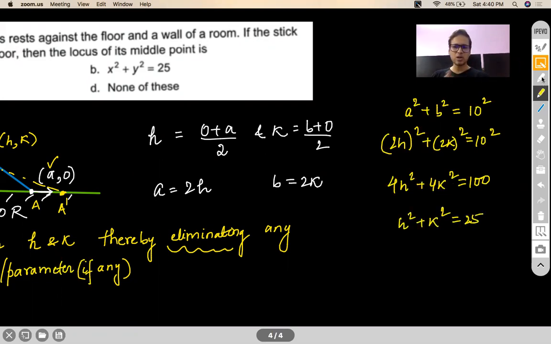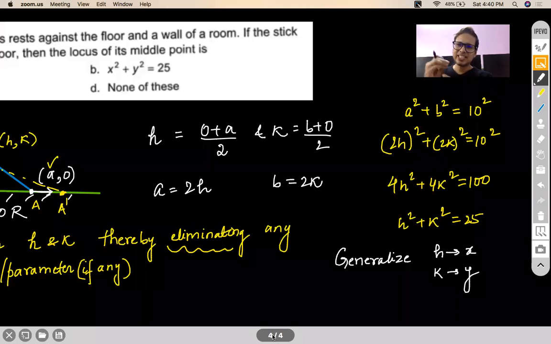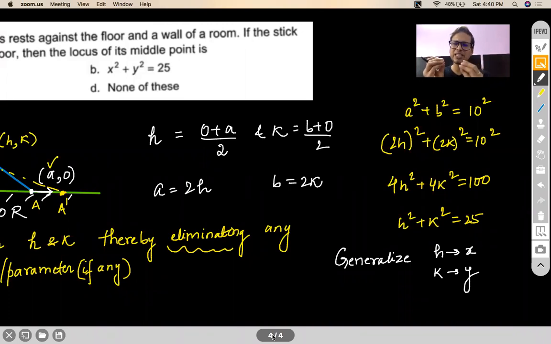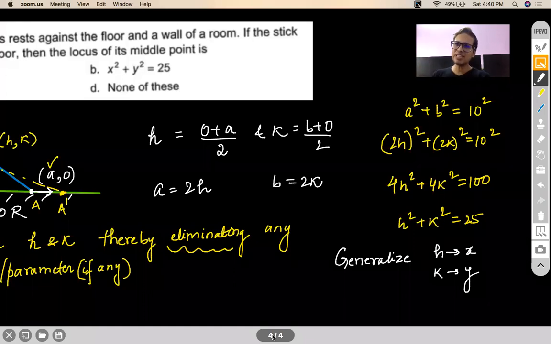Okay. Having got this, what do we do? The final step, which is the fourth step of problem solving here, is we generalize H and K as X and Y. So we change our H with an X and we change our K with a Y. Why? Because H and K was one of the specific instances when you found everything. Now it is a part of a curve. That curve we are looking for, that curve is our locus. So we replace that h with an x and k with a y.